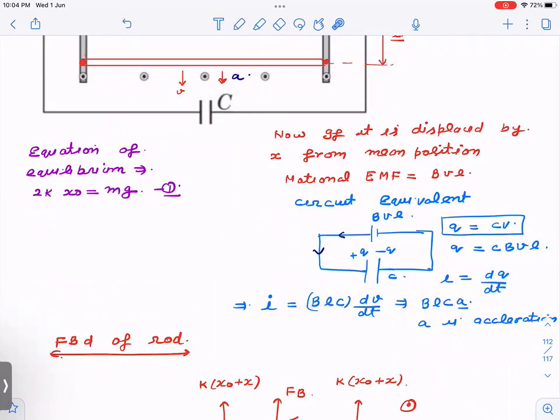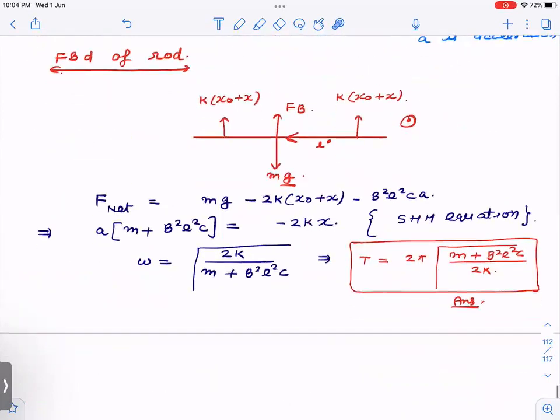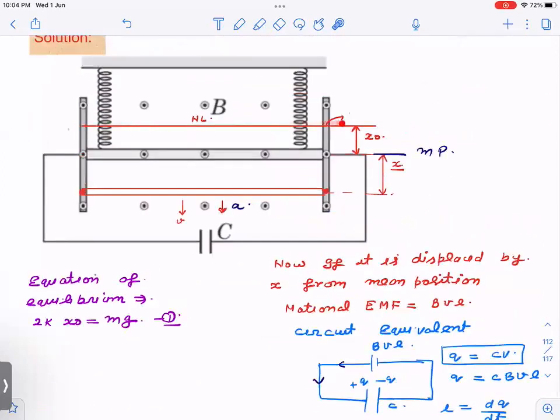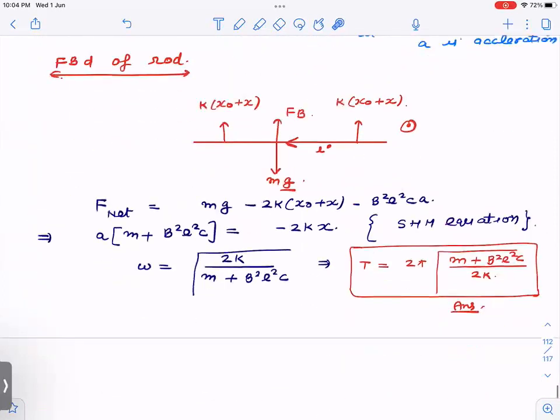This part is done. We are now ready to draw the final free body diagram of the rod. So this is the rod. There are two springs. Now at the new position, what is the elongation in this spring? x0 plus x, right? You can see from here. This is the natural length which I have taken. And right now at this position, the elongation in this spring is x0 plus x. There are two springs. So that is why 2k(x0 plus x) I have written. This is in the upward direction. So that is why minus. Gravity, you know, is acting downward, positive.